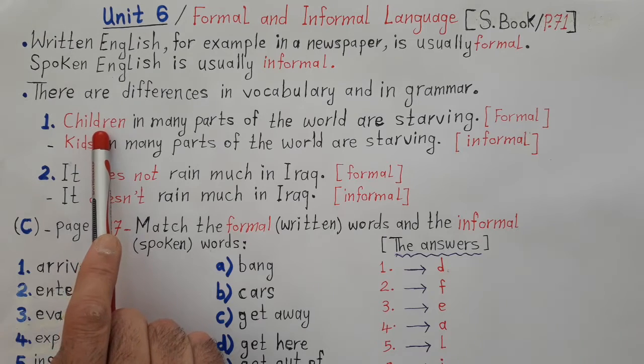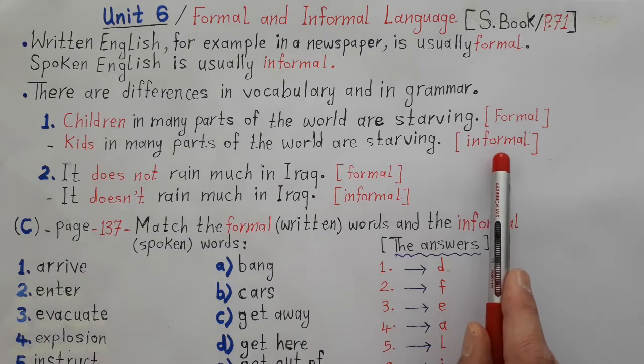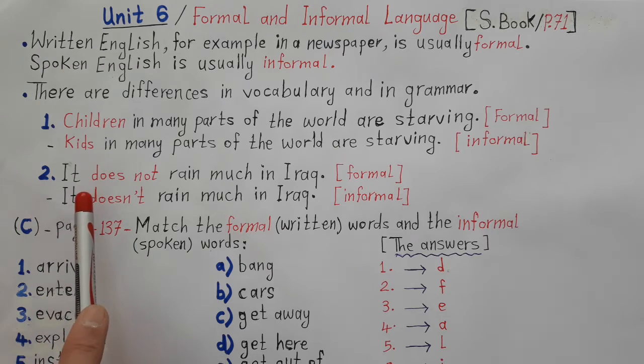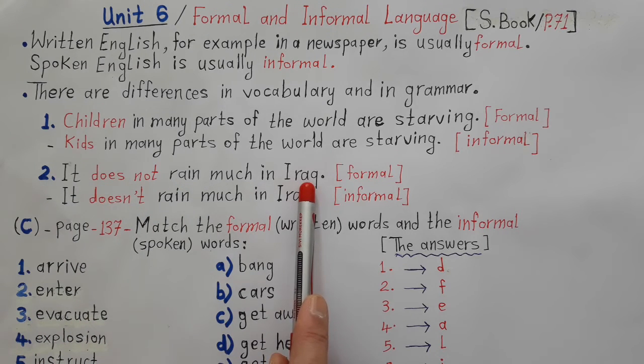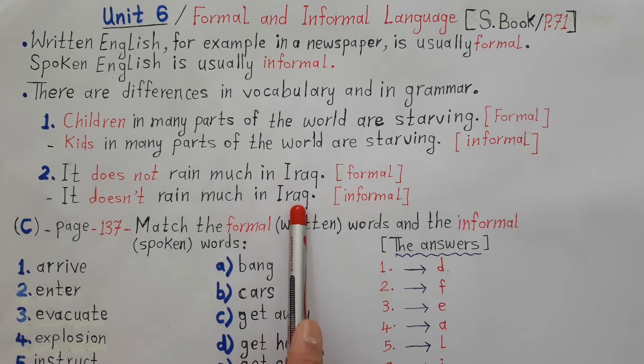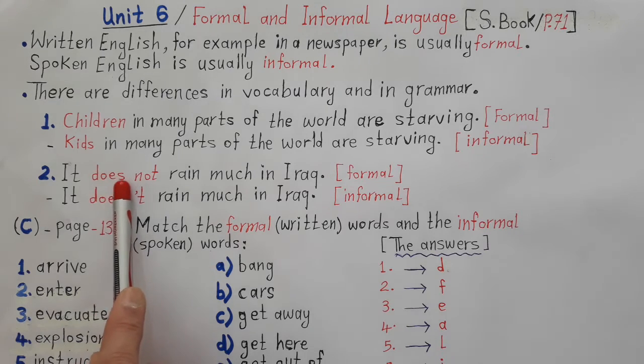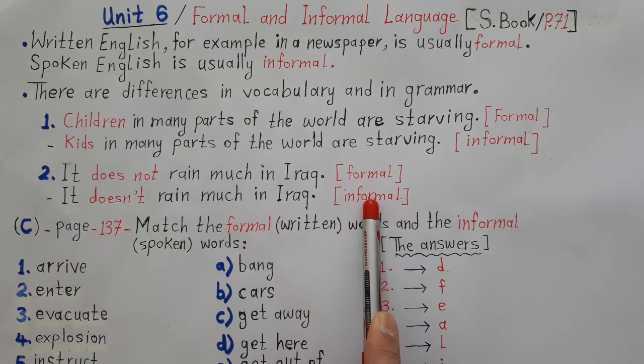So, children is a formal word. كلمة children, أطفال, كلمة رسمية في اللغة الرسمية. Kids, أيضا أطفال, ولكن informal, كلمة غير رسمية. Example 2, it does not rain much in Iraq. This is formal. لغة رسمية. It doesn't rain much in Iraq. This is informal. So, before abbreviation, يعني قبل الاختصار, it's formal. With abbreviation, مع الاختصار, it is informal.